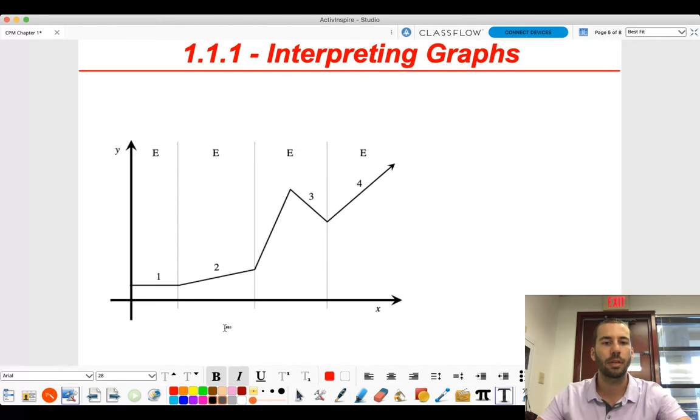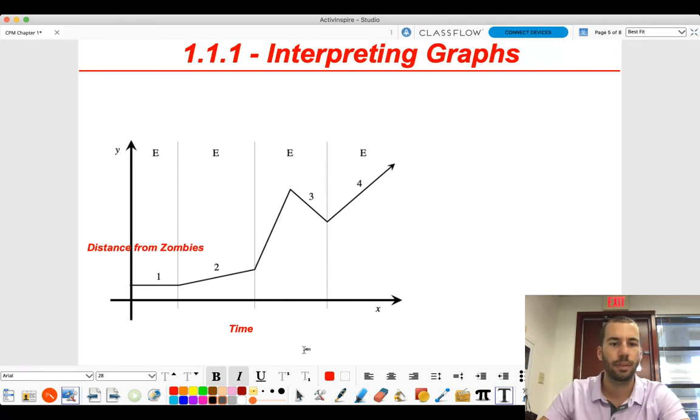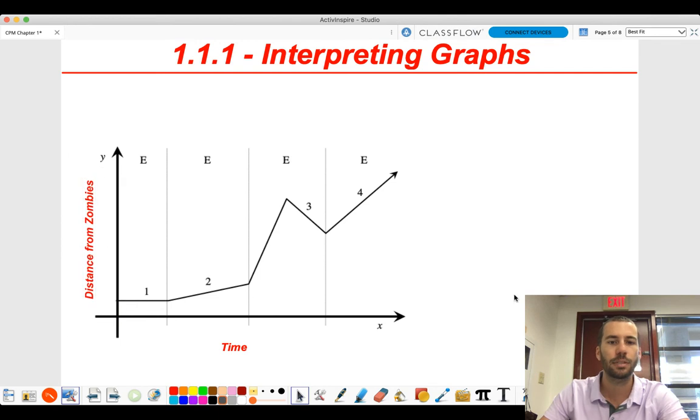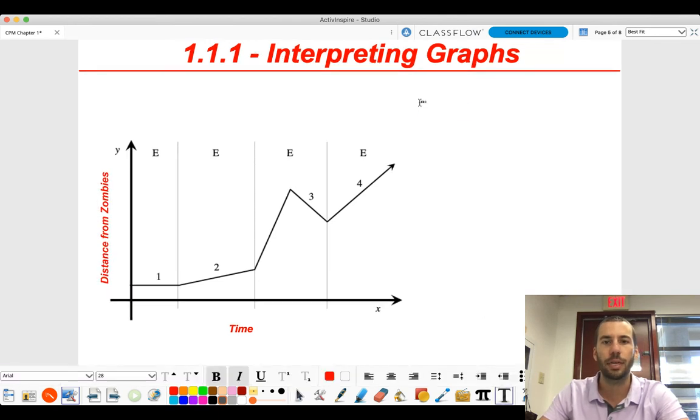So for example, I'm going to do similar ones to what they did before. I'm going to say that my x-axis is time, so as time goes by. And then on my y, I'm going to say distance from zombies. You'll find this year that I have an odd fascination with zombies, and I like to include them in all of my math projects. Okay, distance from zombies. So on here, if we're looking at this, it looks like for the first part, the distance that this person is, let's just call him Sam, because why not? It looks like the distance Sam is from the zombies.